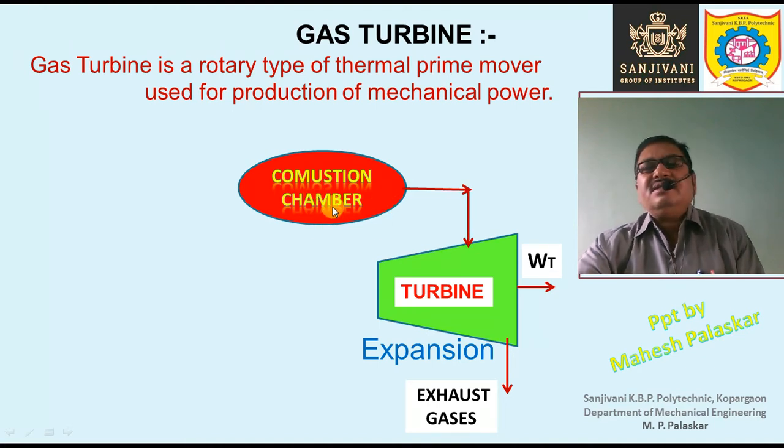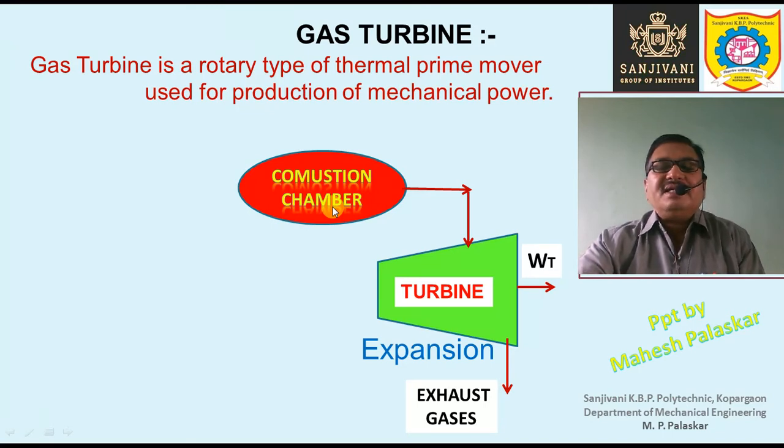So since we are having the high temperature gases, the temperature of these gases is increased in the combustion chamber. Fuel is supplied in the combustion chamber, fuel is burned in the combustion chamber in the presence of the air. So there is an explosion, there is a burning of the fuel, and due to that the temperature of the gases increases tremendously. At the same time the pressure is also very high.